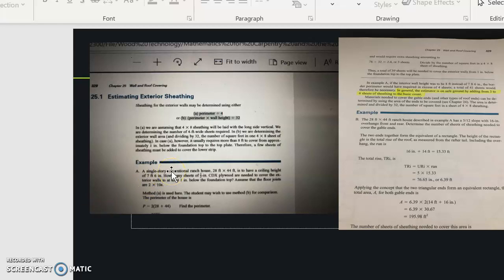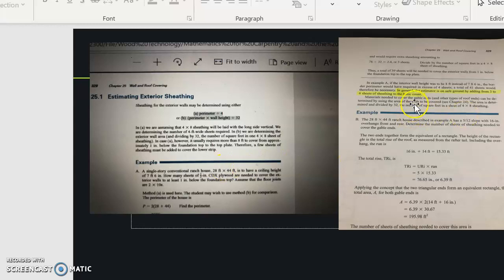Alright, so this is my chapter 25 video solution. I just grabbed a couple of pictures here from the book, estimating the exterior sheathing. There are two ways you can go about it. You can get the perimeter and divide that by 4. Or you can get the perimeter and multiply that by the wall height and then divide that by 32. In this video I will be explaining both ways on how to do that.